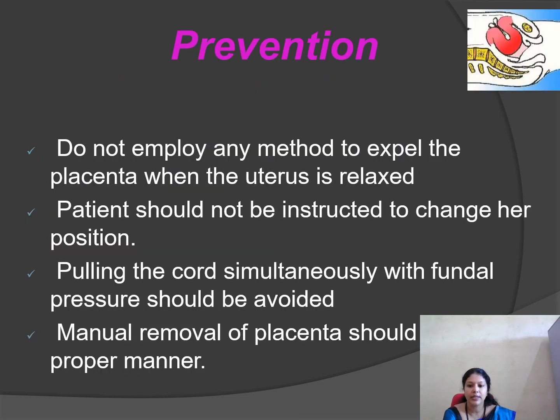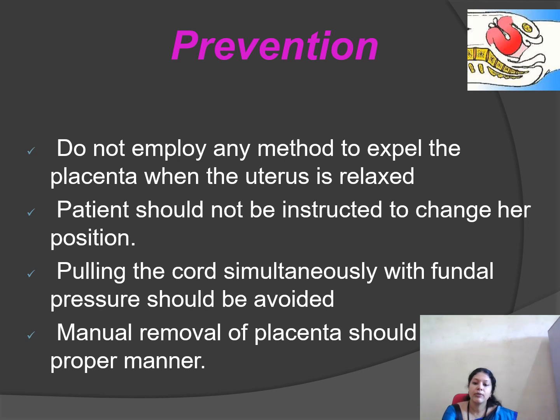Now let us see how to prevent the uterine inversion. The same measures I have already told that you should avoid will help for the prevention. Along with that, you should not try to expel the placenta when the uterus is relaxed, which I have already told you. And once the uterus is replaced, you should not allow the woman to change the position, and you should not pull the cord simultaneously with the fundal pressure. That is, when you are pulling over the cord to remove the placenta, you should not apply pressure over the uterine fundus, because pulling and upward pressure, if you are applying both at the same time, may lead to the inversion of the uterus.